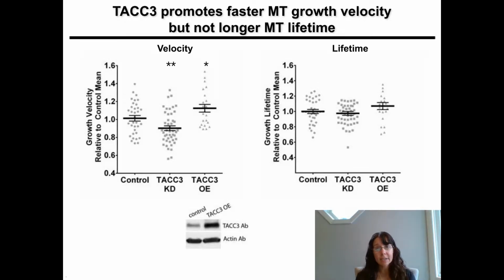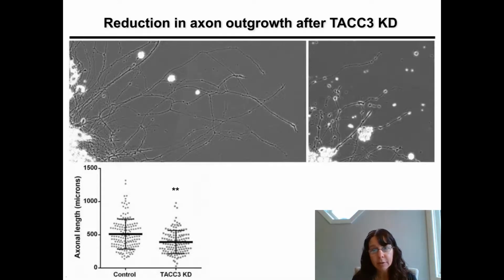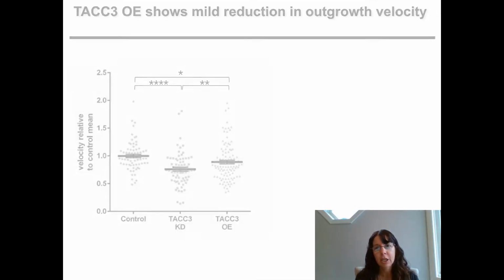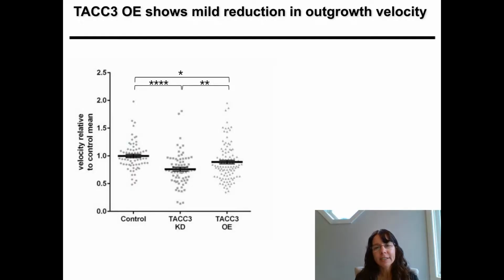Now, consistently with this effect on microtubules, Burju found that when she reduced TACC3 levels, there was a reduction in the length of the axons that grew out. When there was an increase in TACC3 levels, there was an increase in the axon outgrowth. And this was all expected for a microtubule polymerase promoter. What was fascinating, though, is when Burju looked at time-lapse imaging, she saw that overexpressing TACC3 led to a mild reduction in axon outgrowth velocity.